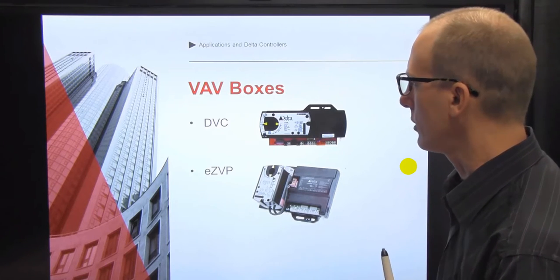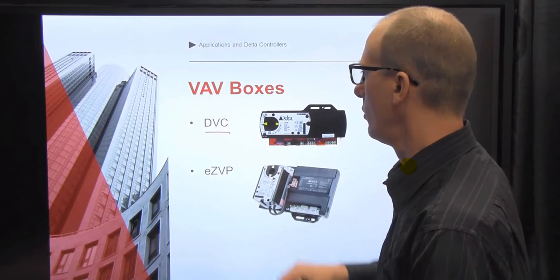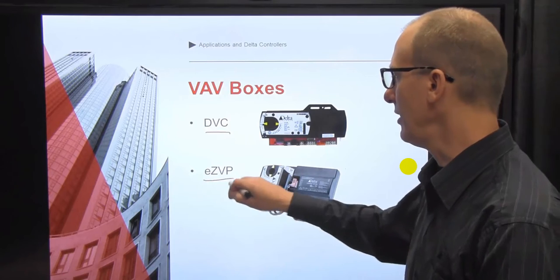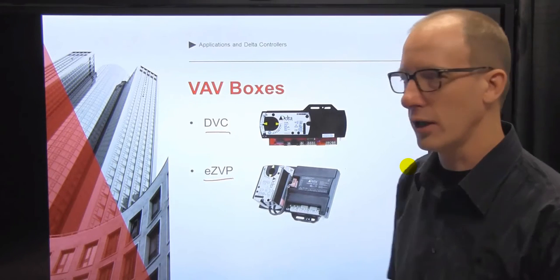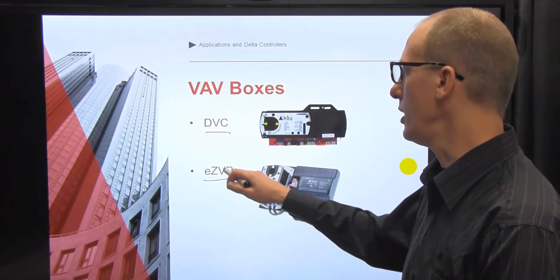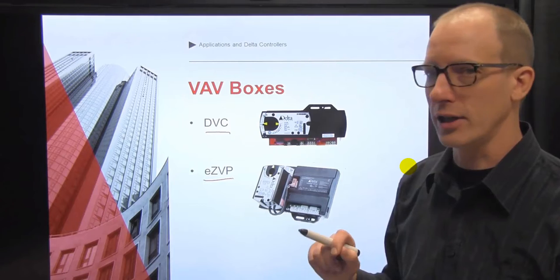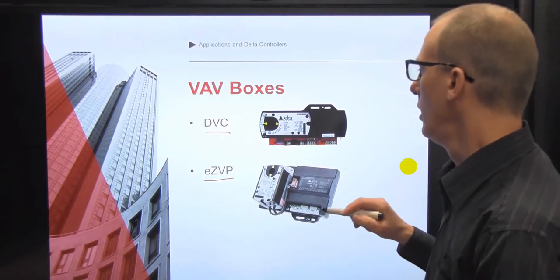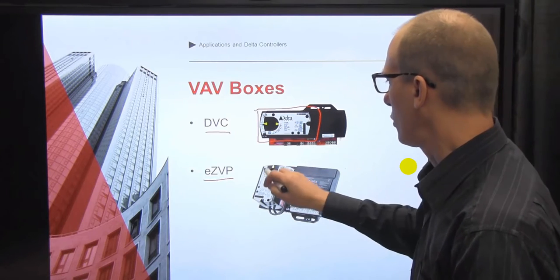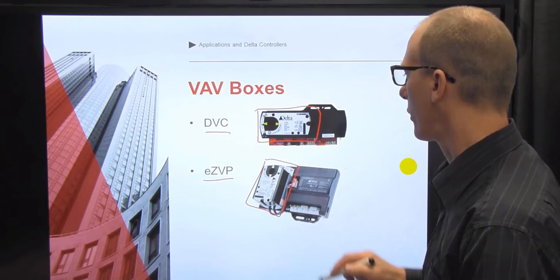So the two products that fall into the VAV application are the DVC, which stands for Delta VAV Controller, and secondly the EZVP, and all of those letters mean IntelliZone, that's the product family. VAV, the P on the end means programmable. I'll explain that in a second, what that actually is about. They are quite similar in that both of them have an integral actuator, as you'll see here in the picture. So both controllers come with an integral actuator.